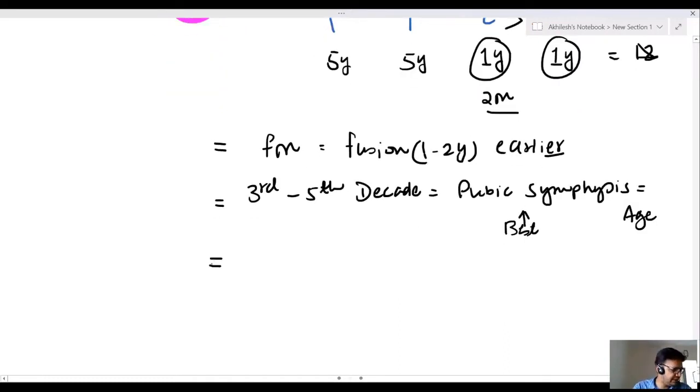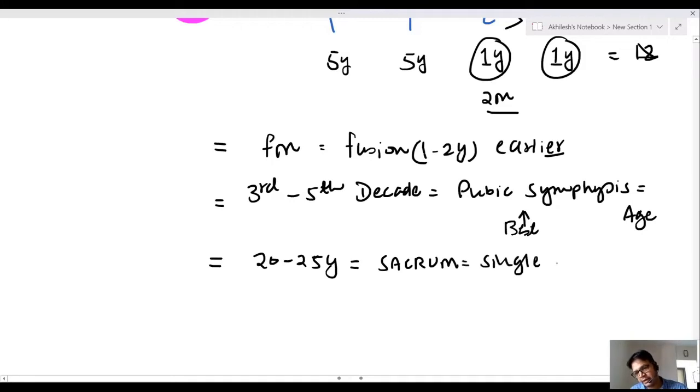3rd to 5th decade, best bone is pubic symphysis. Between 20 to 25 years, the sacrum becomes a single bone. The whole segment of sacrum fuses at the age between 20 to 25. Okay. Anyway, sir, I'm putting some questions, then you will realize how the question comes in exam.